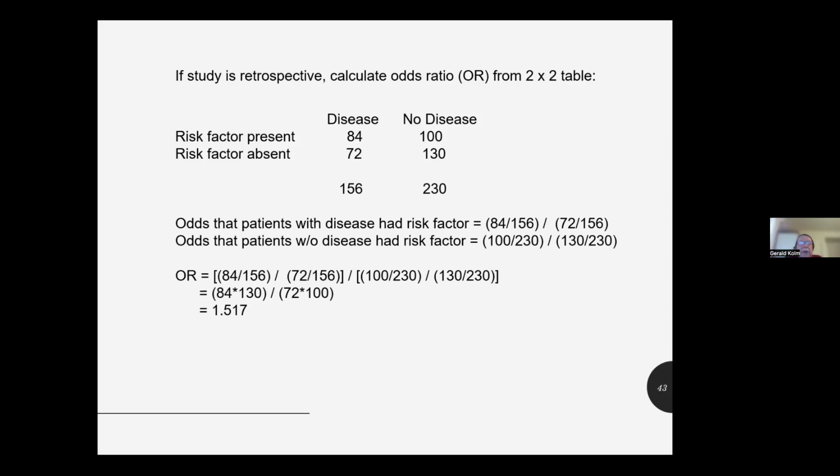It's a slightly different calculation, and it gives a slightly different result. But we do this because in retrospective studies, we don't have a true estimate of the proportion diseased and the proportion not diseased in the population. I won't go through these in detail here, but you can follow the calculations. We get an odds ratio of 1.5, whereas our risk ratio is about 1.3. So it's fairly similar, but not quite the same.